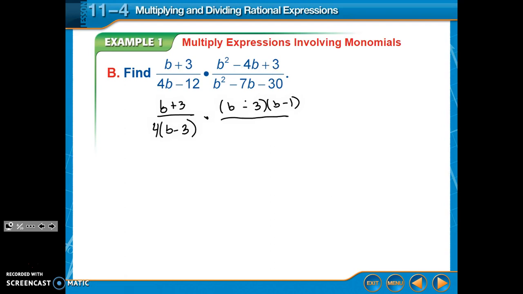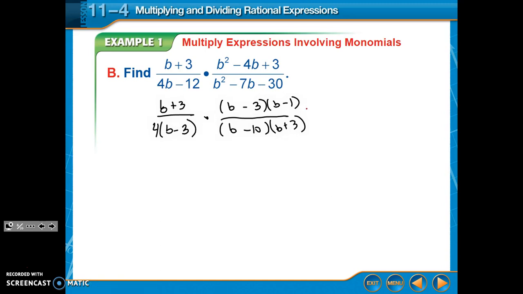And on the bottom, I want to multiply to negative 30 and add to negative 7. So I'm going to do b, and let's see, 30, 15 and 2, 5 and 6, 10 and 3. That's what it's going to be because that's going to give me 7. So I want 10 to be negative because I want to end up negative, and I want 3 to be positive. So negative 10 and positive 3 multiply to negative 30 and add to a negative 7.